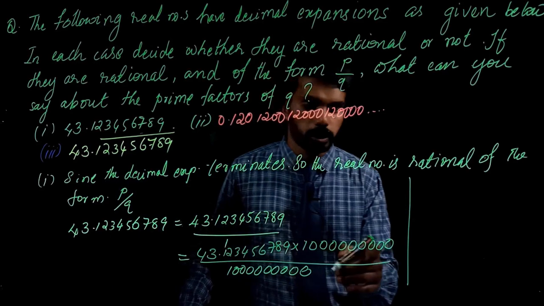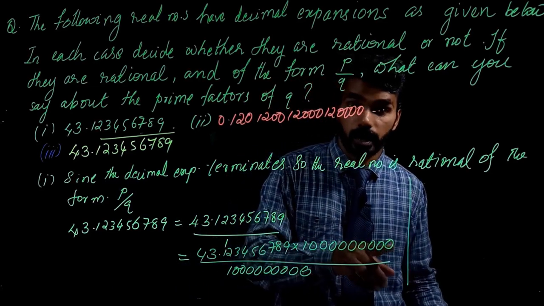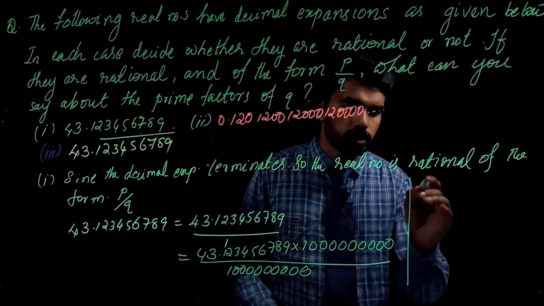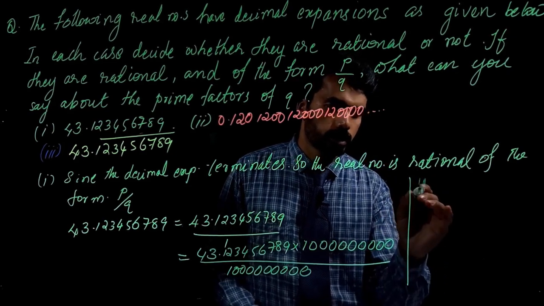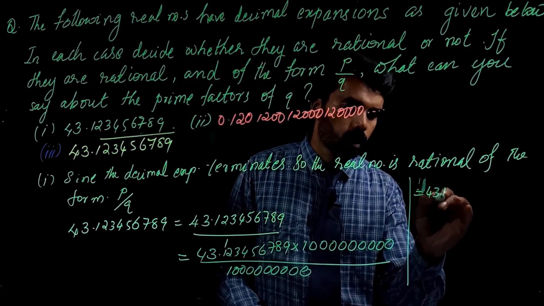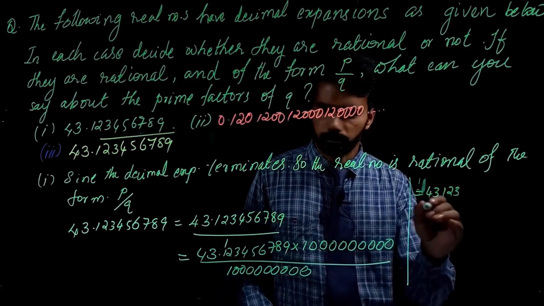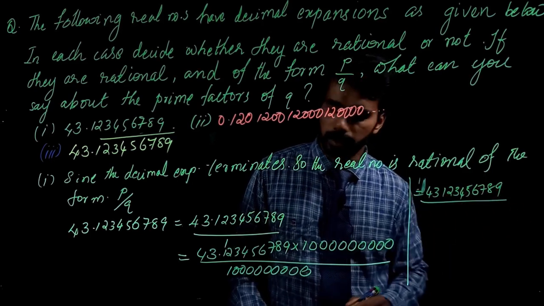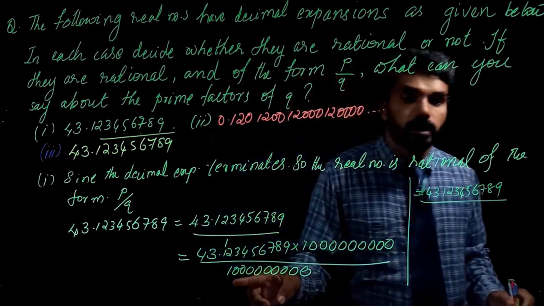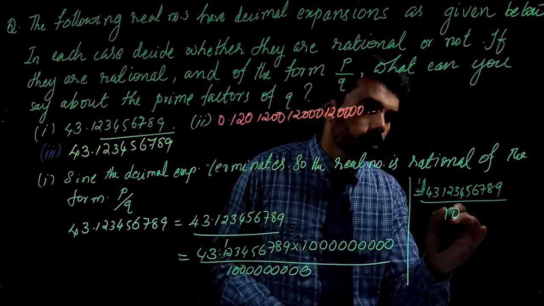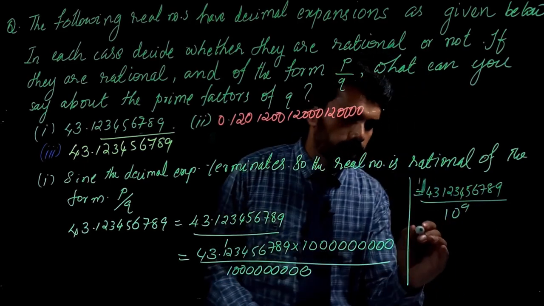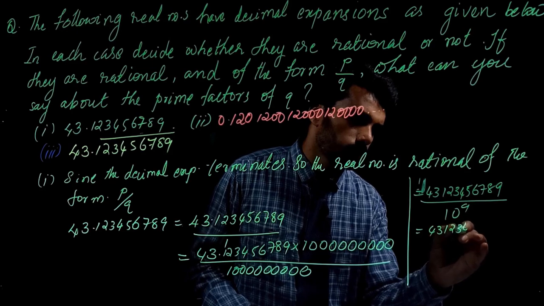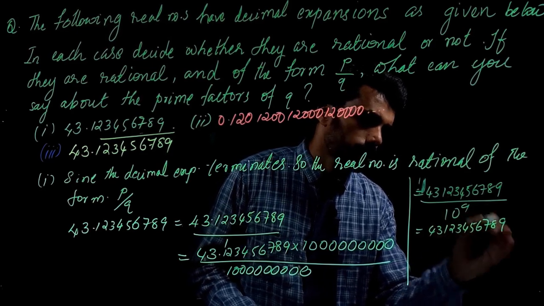Now see how many zeros are there? 9 zeros, and 9 decimal places are also there. So the decimal point moves 9 places to the right, and the number becomes 43123456789 divided by this, 9 zeros, so 10 raised to 9. Now it can be written as 43123456789 divided by 10 raised to 9.